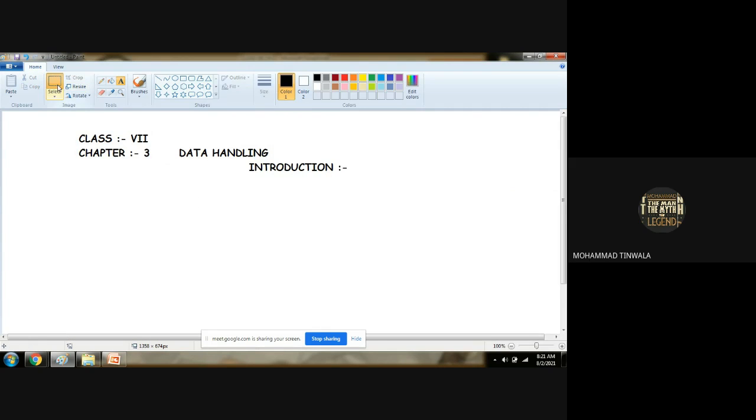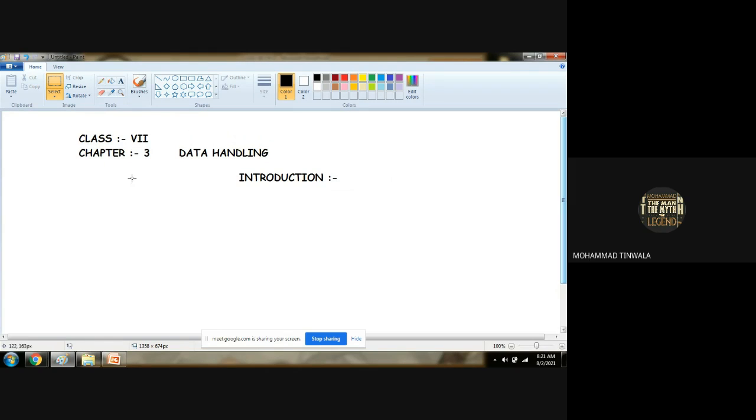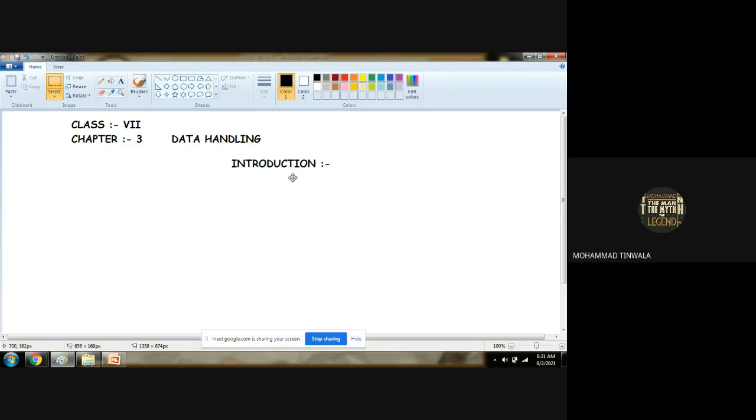Does anybody have any doubt with this? Data handling means data to be collected. We already studied this in sixth standard. You already went through this chapter. There is nothing new in this. Data is formal information that can be collected from everywhere around us.